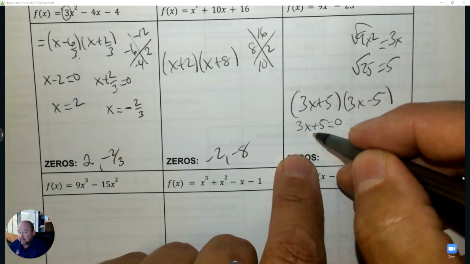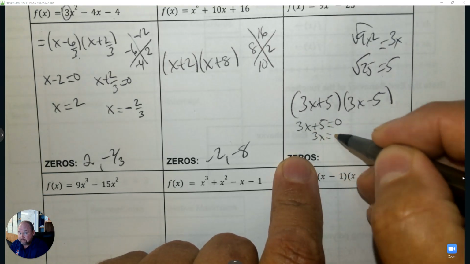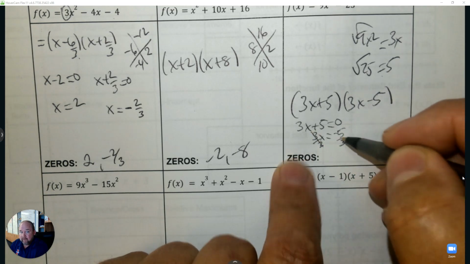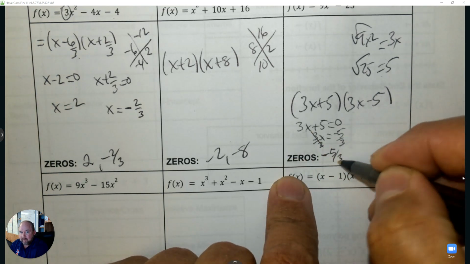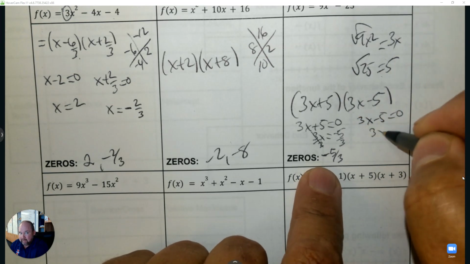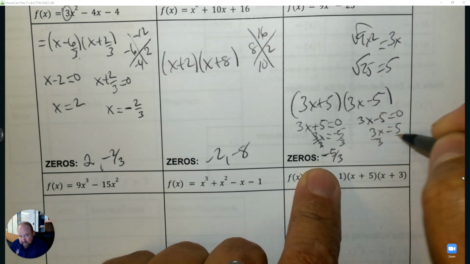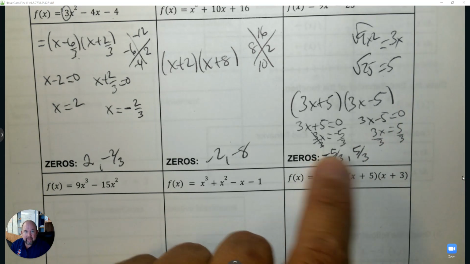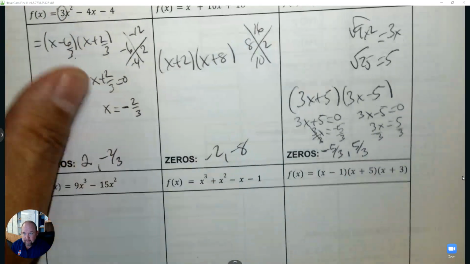So if I'm going to solve this, I'm going to subtract 5, and then divide by 3. So negative 5/3 is 1. The second one's going to be like the same, except the sign is different. So we're going to add 5 and divide by 3. So the answers are negative 5/3 and positive 5/3.